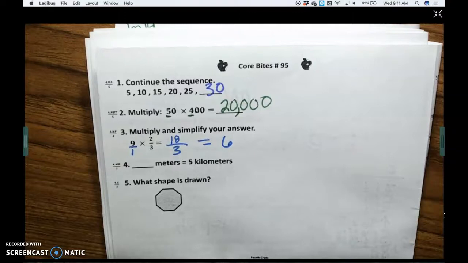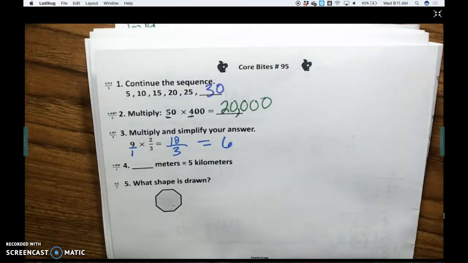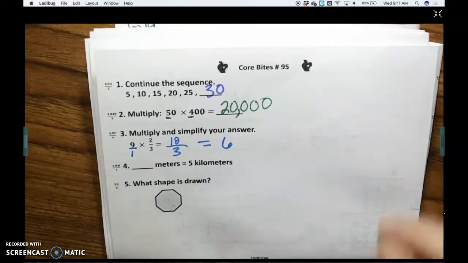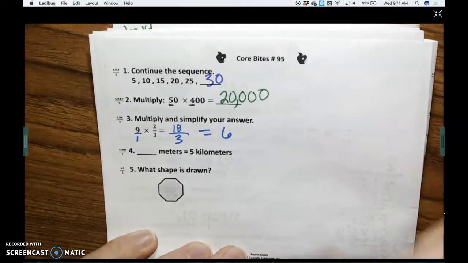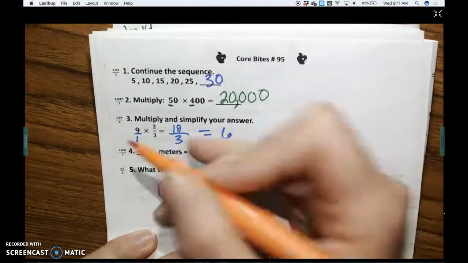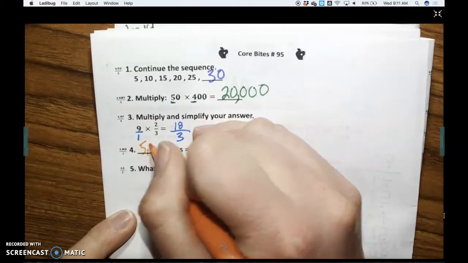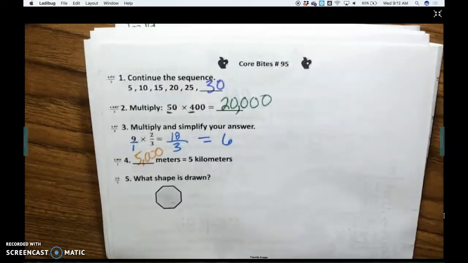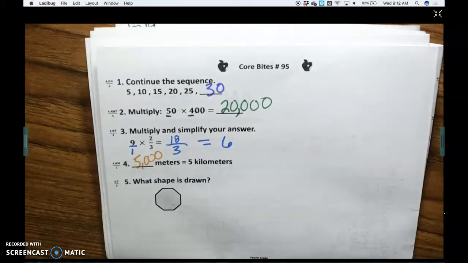And then for measurement, for this you just kind of have to know it. So how many meters equal 5 kilometers? So basically 1,000 meters gives you 1 kilometer. So if you have 5 kilometers, you would have to have 5,000 meters. So for those, you just have to know the measurements.